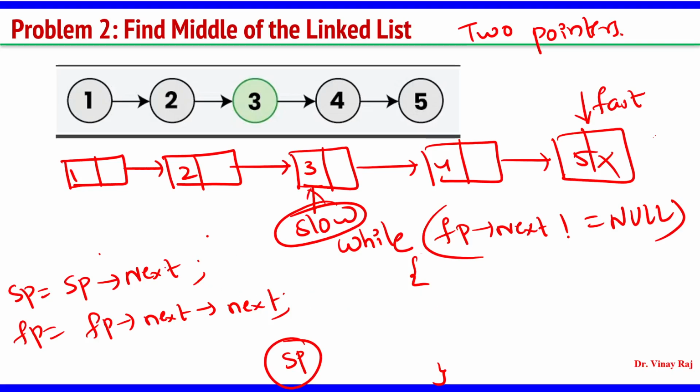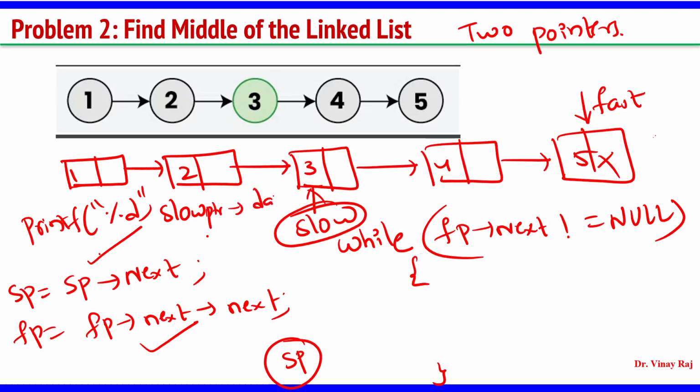So, you have to write SP equal to SP next, FP equal to FP next next. This will repeat. Once the while loop is done, outside the loop, you can write printf, whatever you want, printf %d comma slow pointer data, that is 3. The reason to discuss these two problems is that they follow the same approach of using slow and fast pointers. I hope you understood the approach.